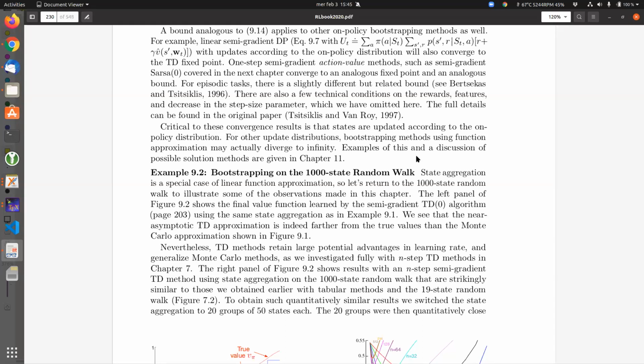And there are examples and possible solution methods in another chapter. Just wanted to point out that it is very important, in particular for bootstrapping methods, to follow the on-policy distribution. That is, to follow the environment and visit the states in the proportions in which these states appear naturally during episodes.